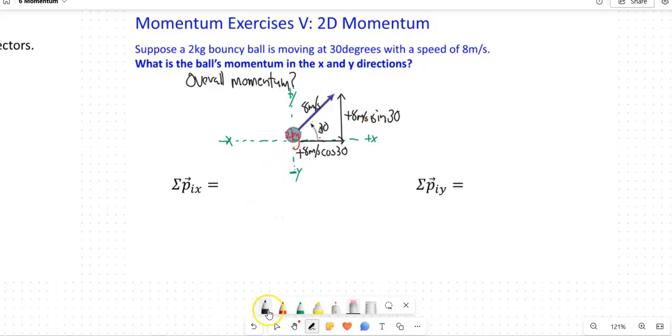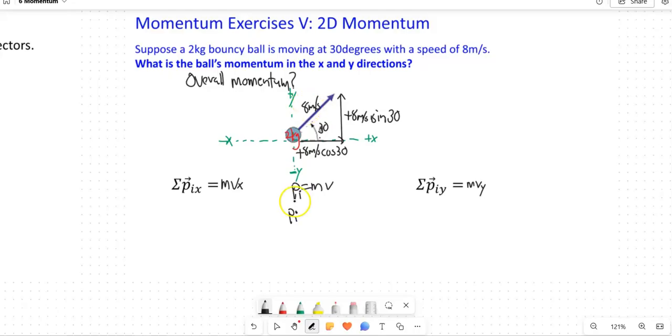All right. Well, we're going to do 3 things. We are going to figure out the overall momentum, the overall initial momentum. We're going to figure out the momentum in the x direction and the momentum in the y direction. So the overall momentum, pretty easy.